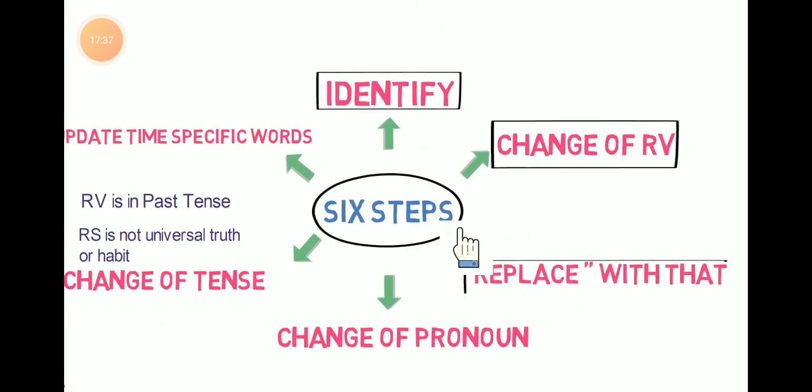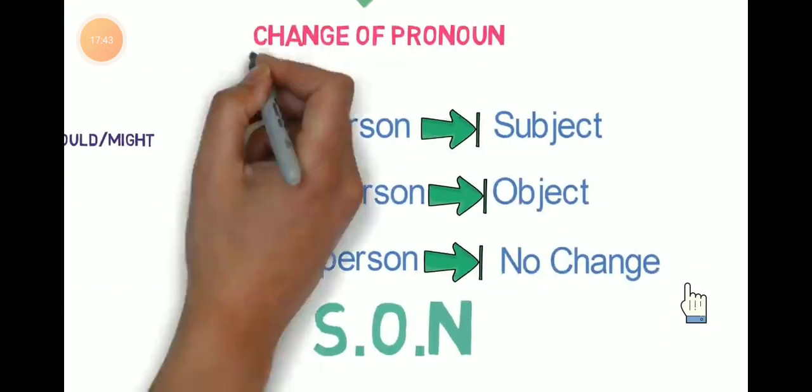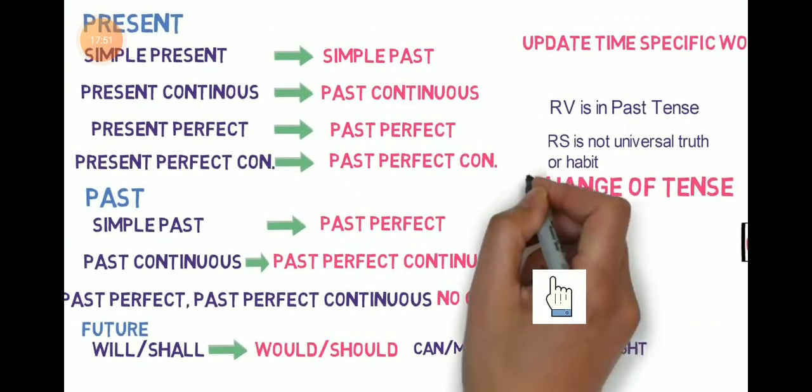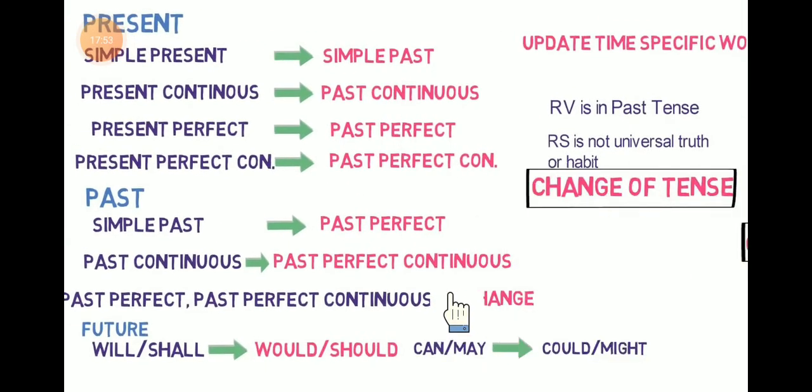Then third, we discussed replacing with "that." So here we have to replace the inverted comma with the help of "that." Then we have discussed the change of pronoun. So first person is in subject, second person is object, and in the third person there will be no change.